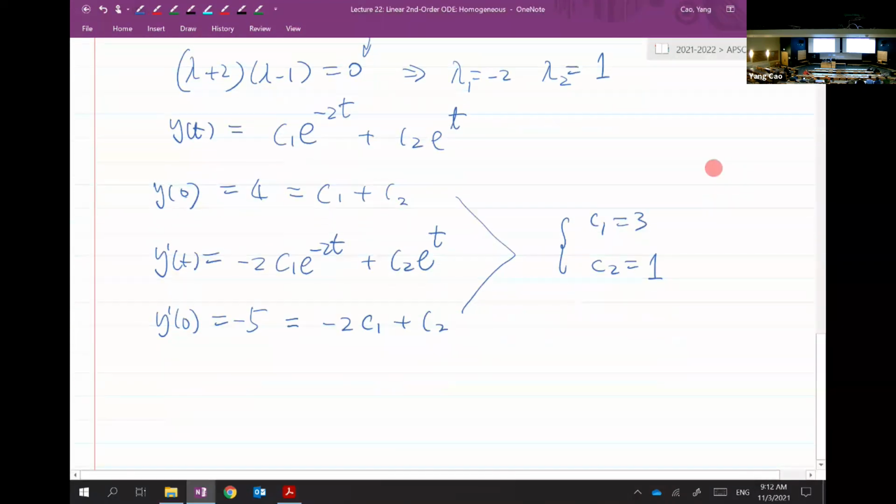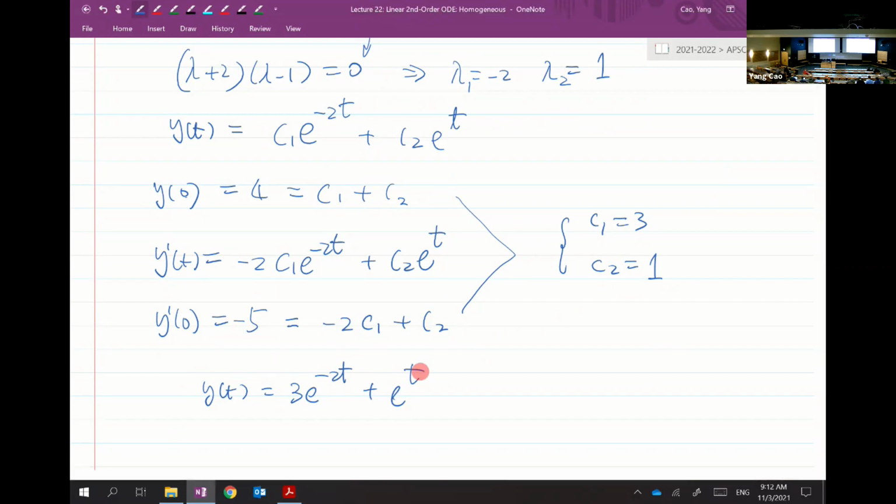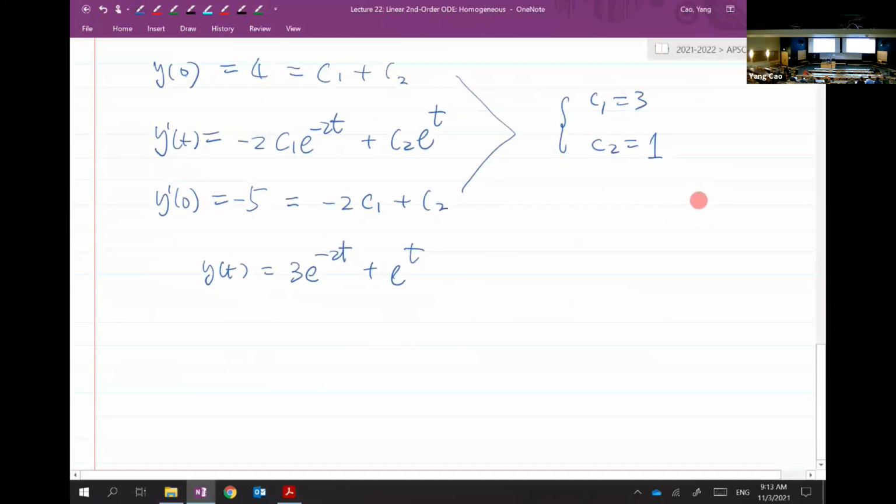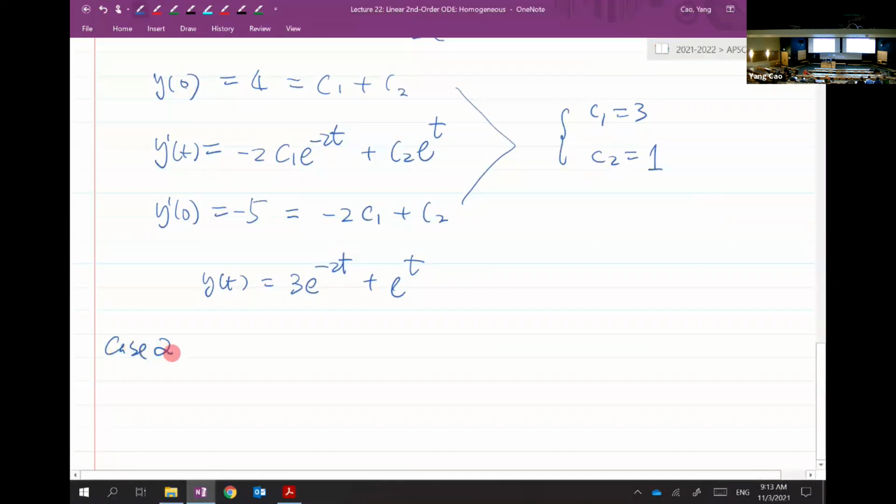So then you can plug it back into this function, and here you get y of t equal to 3 e to the power -2t plus e to the power t, because that's the solution based on the initial conditions. Right, so this is very straightforward, given this case number 1, when you have two real distinct roots. Any questions on this case? Okay, good.